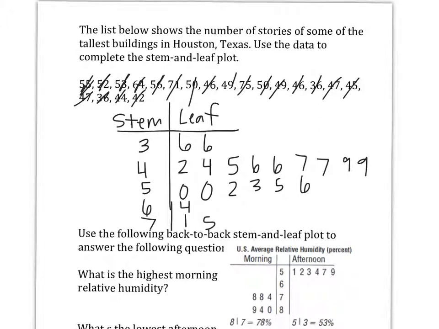Now we don't have any questions to answer here, but we can't forget to make a key. So key, we could say, 3-2 really represents 32. So our readers know how to read the stem and leaf plot. Now let's take a look at the next example.